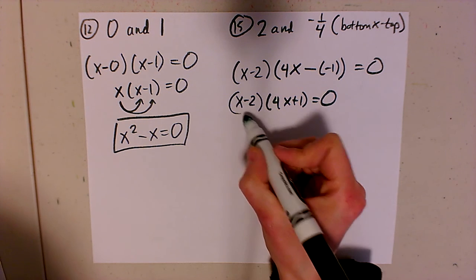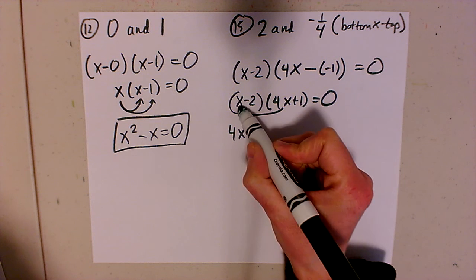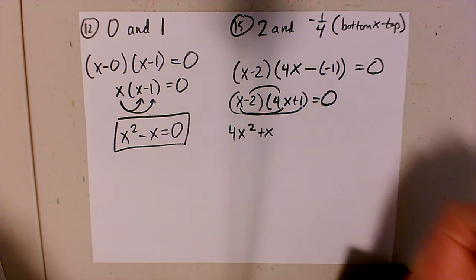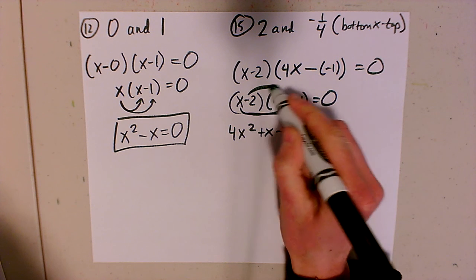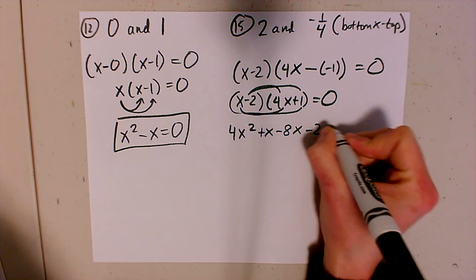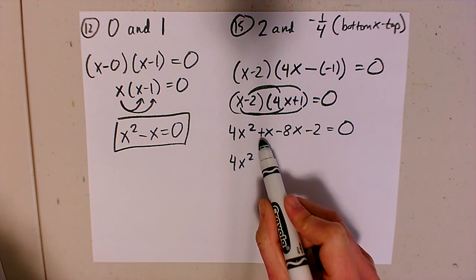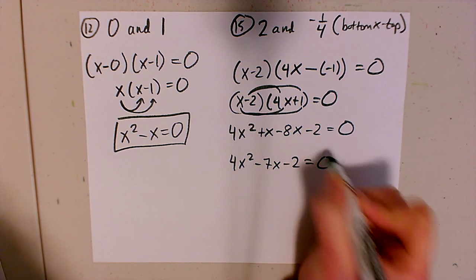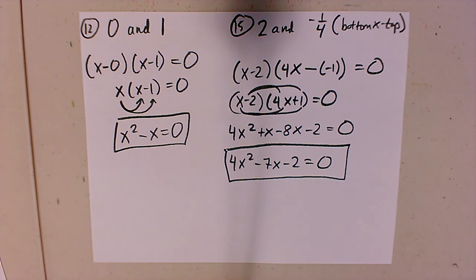Alright, so we'll go ahead and FOIL this. So x times 4x is 4x squared. My outers, x times 1 is plus x. My inners, negative 2 times 4x is negative 8x. And then my last, negative 2 times 1 is a negative 2, and that all equals 0. So we'll get 4x squared, and then 1 minus 8 is negative 7x, and then minus 2 is 0. And that's our answer, and we're all done. So hopefully you have enough to try the homework on your own.